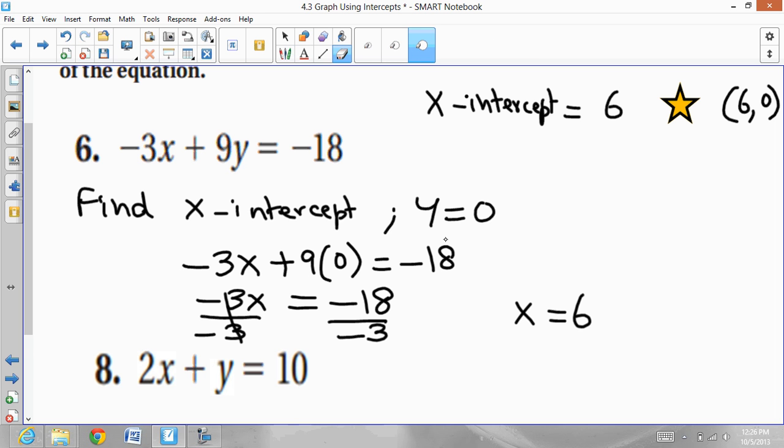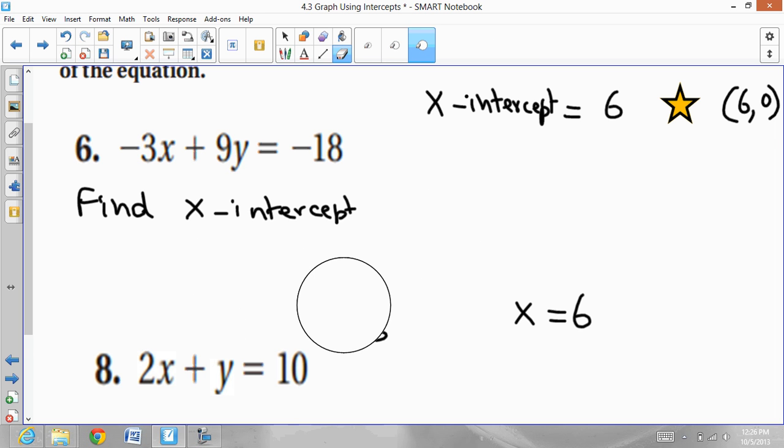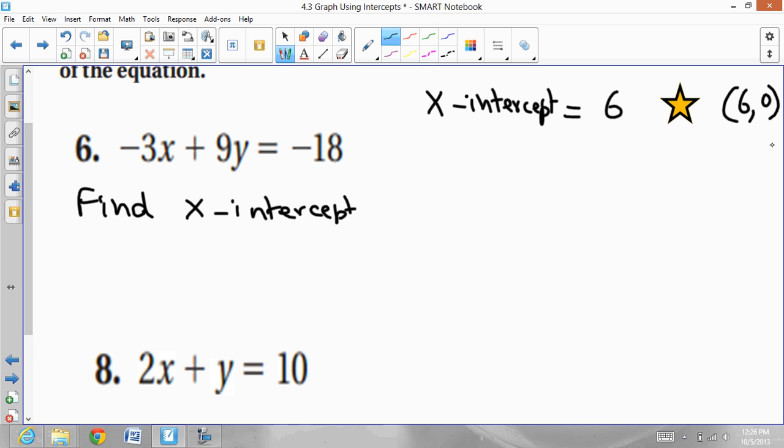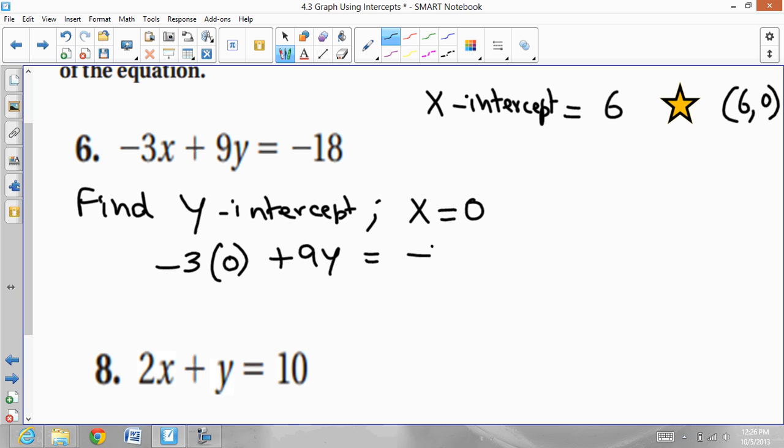Now the second part of the same question, they are asking you to find the y-intercept. So to find the y-intercept, remember, the y-intercept is when the graph is going to cross the y-axis. So when it touches that point on the y-axis, the x value at that time will become 0. So I'm going to take this x as 0. I'm going to substitute in the original equation. So I'm going to write negative 3 times 0 plus 9y equals negative 18.